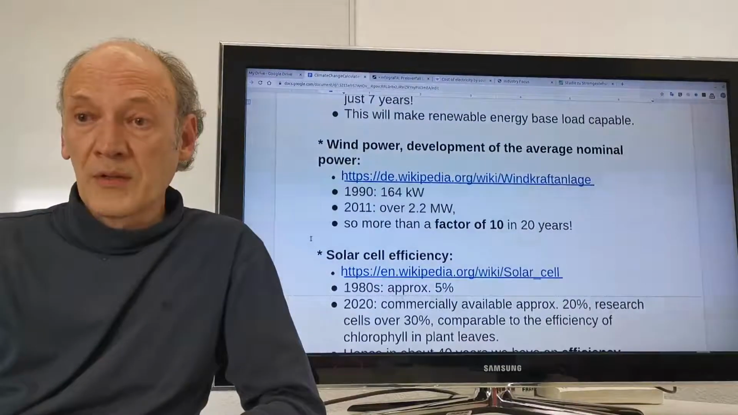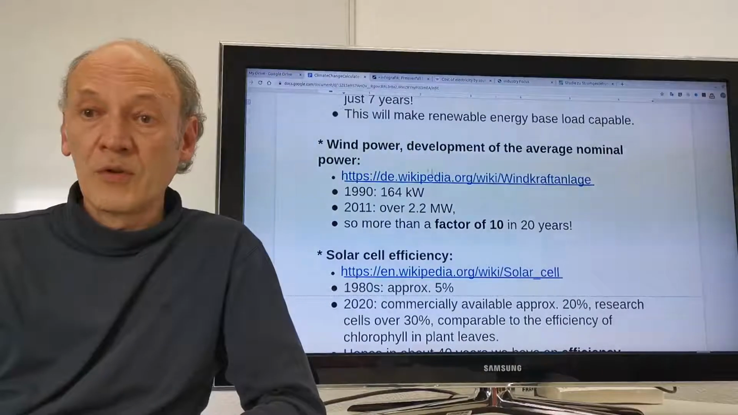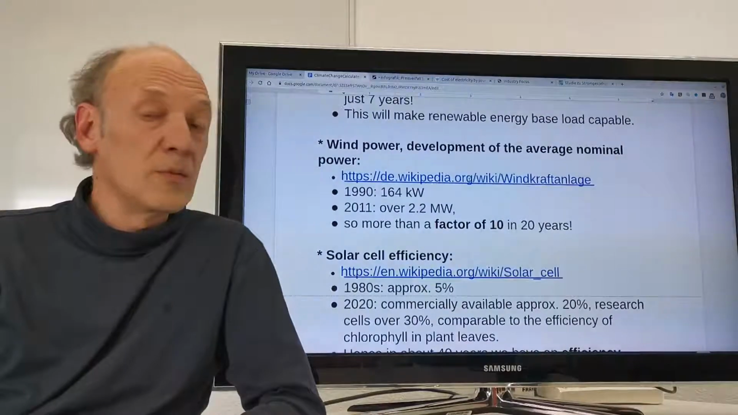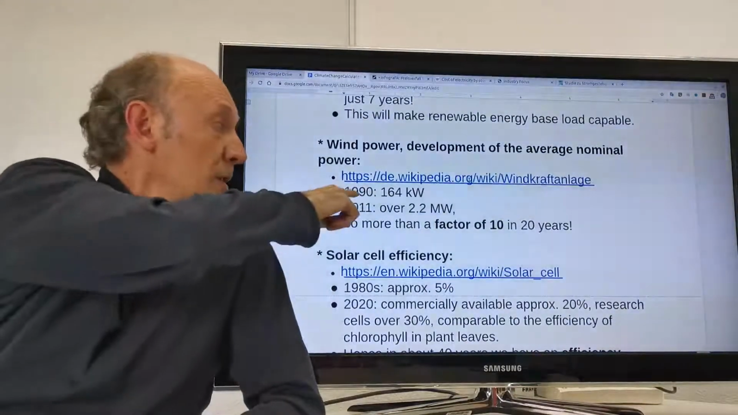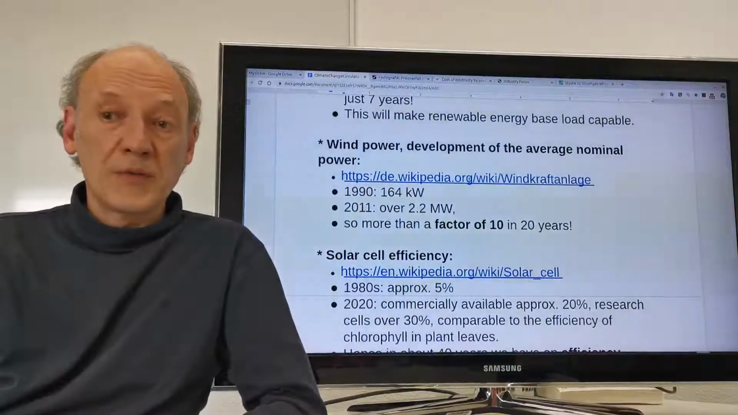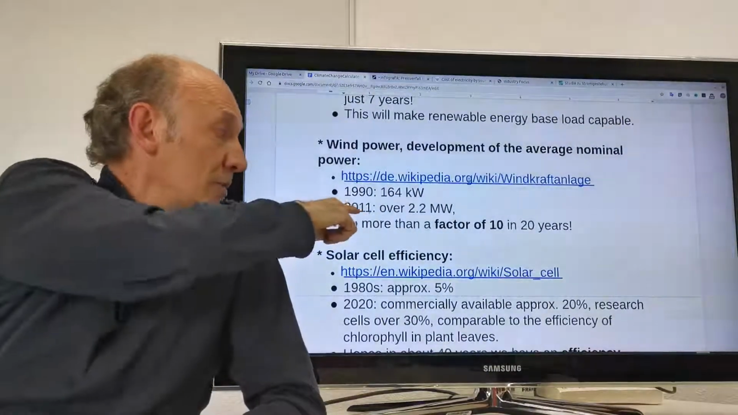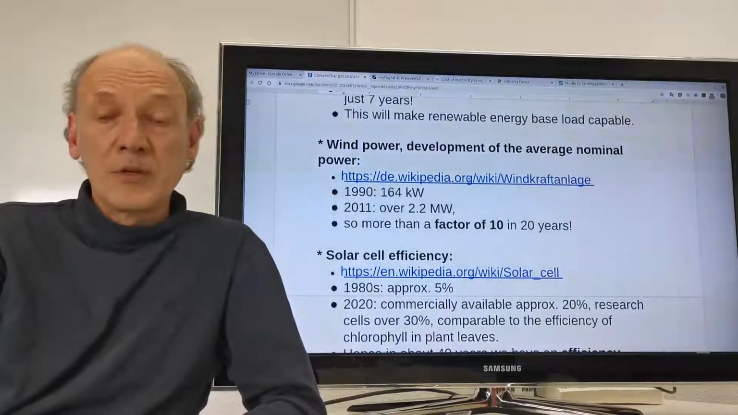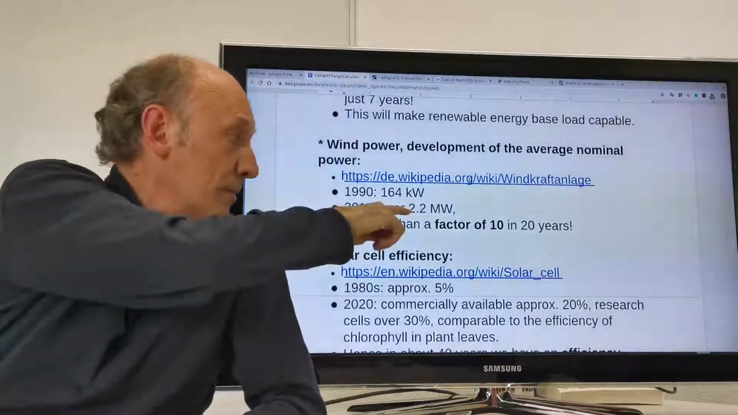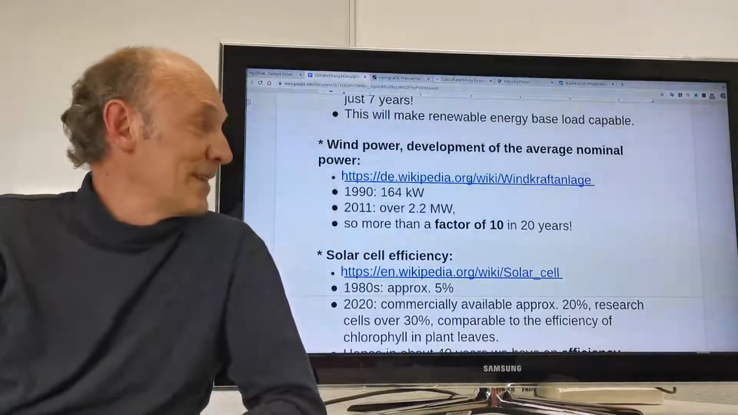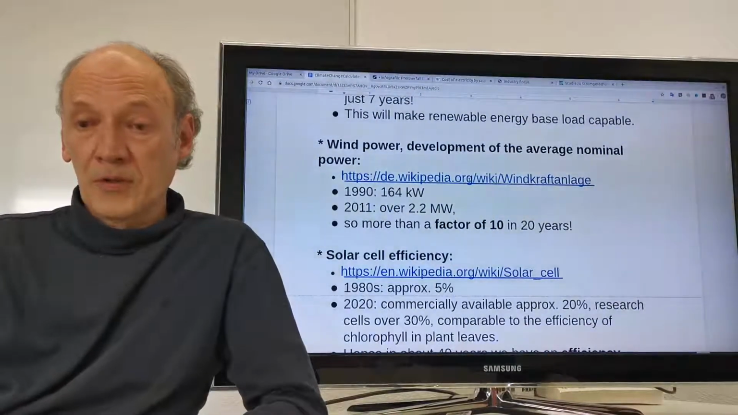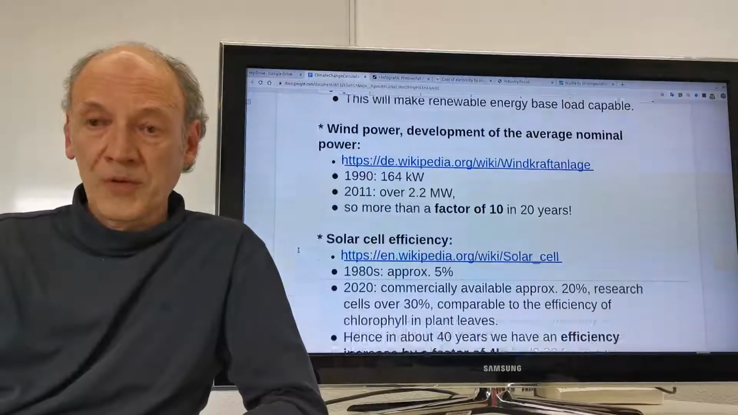Then we can take a look at wind power, the development of the average nominal power per wind turbine. Here's the German Wikipedia link, and there you can see in 1990 we had an average power of 164 kilowatts. And in 2011, so it's already 9 years ago, even at that time we had an average of 2.2 megawatts. So that's a factor of more than 10 in just 20 years. So it's also significant.